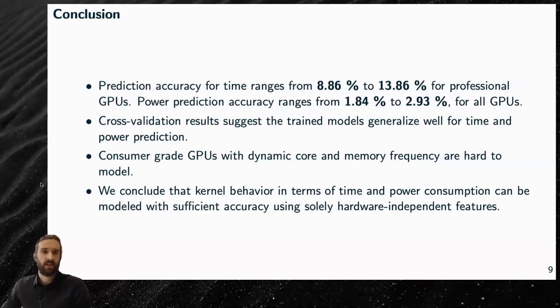And here the cross-validation results suggest that the trained models generalize well for time and power prediction and should be able to perform well when, for example, scheduling. We conclude also that our hypothesis that kernel behavior should mainly depend on the code is true, with the assumption that the kernels are well-structured, locally optimized, and latency tolerant, and that models that use only hardware-independent features can predict the behavior in terms of time and power with sufficient accuracy.